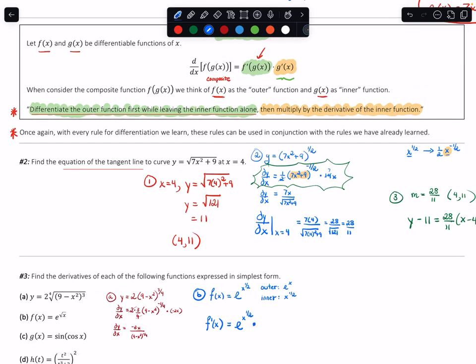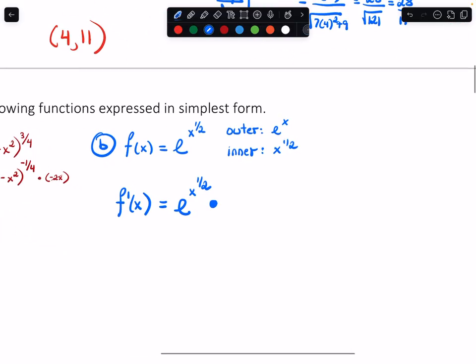But then I have to multiply. I have to multiply by the derivative of the inner function. The inner function is x to the 1/2. And we differentiate that just using the power rule. So you'd have 1/2 x to the minus 1/2. And again, I would clean that up.